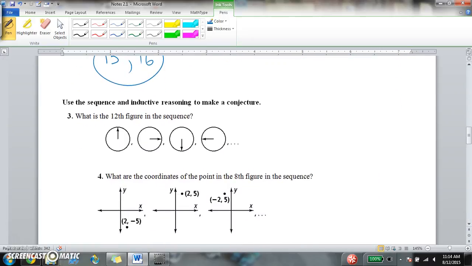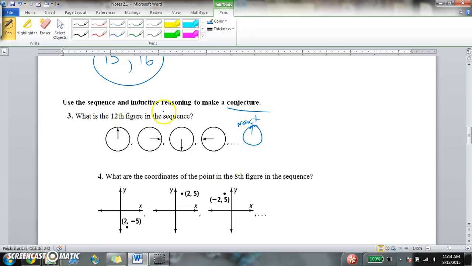Next, use the sequence and inductive reasoning, which we've been talking about, to make a conjecture. So what is the 12th figure in the sequence? Instead of drawing out 12 figures, we're just going to make a conjecture, make a guess about what that 12th figure would be based on the pattern that we notice. So this is kind of like a clock. It starts at 12 o'clock, moves to 3 o'clock, 6 o'clock, 9 o'clock. We could probably guess that the next one would be back at 12 o'clock.